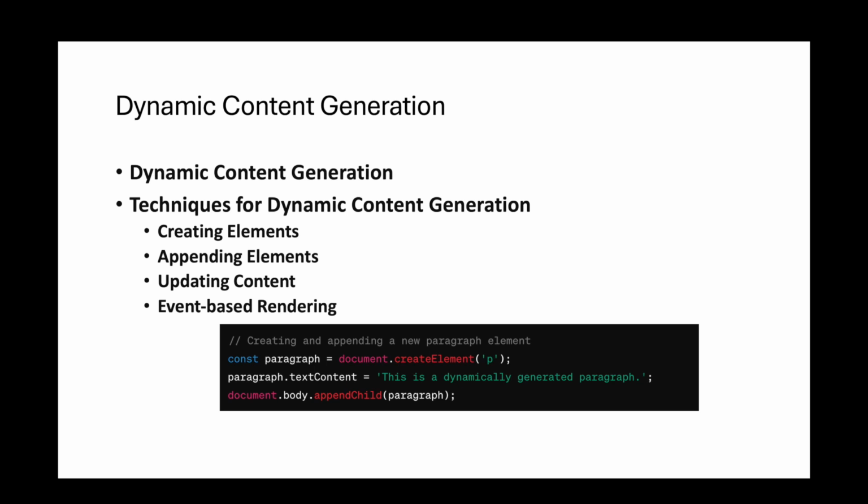DOM manipulation with JavaScript is a fundamental skill for web developers, enabling them to create dynamic and interactive web applications. By mastering techniques for accessing and modifying DOM elements, handling events, and generating dynamic content, developers can build engaging user experiences that respond to user actions and data changes.